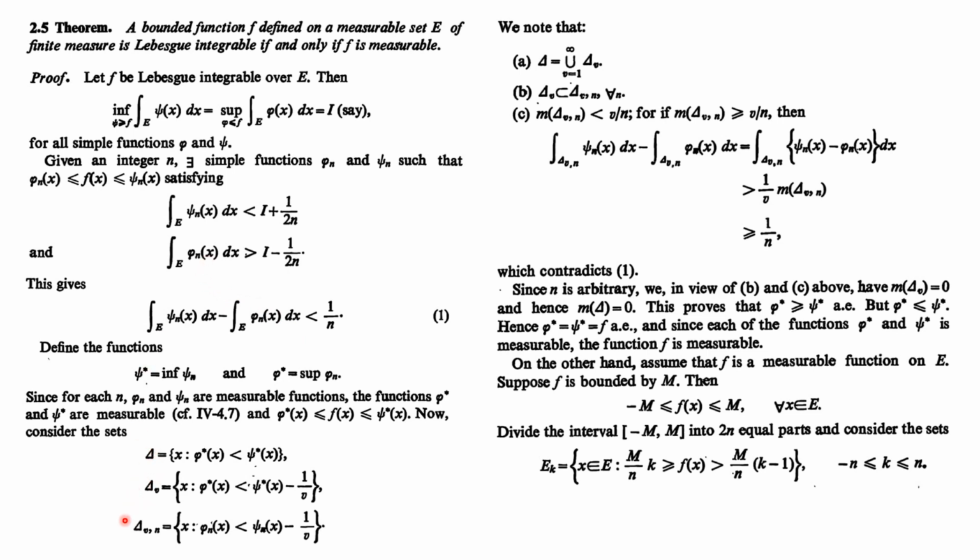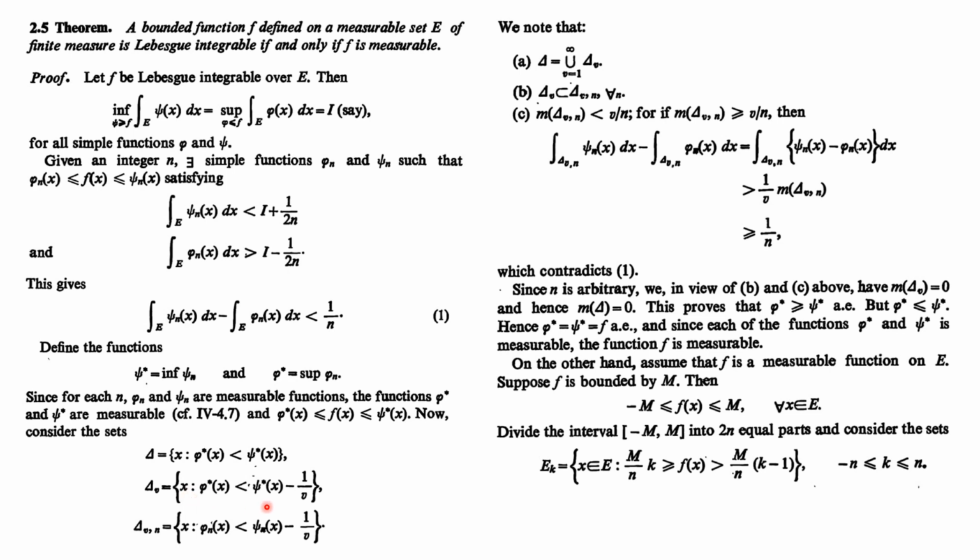Now corresponding to these, we first define the set delta, then delta nu, then delta nu n. Delta is the set of all those x belonging to E where phi star x is strictly less than psi star x. So it is the set of all those x belonging to E where this inequality holds. Now delta nu is the set of all those x belonging to E where phi star x is less than psi star x minus 1 by nu. So this delta nu depends on nu.